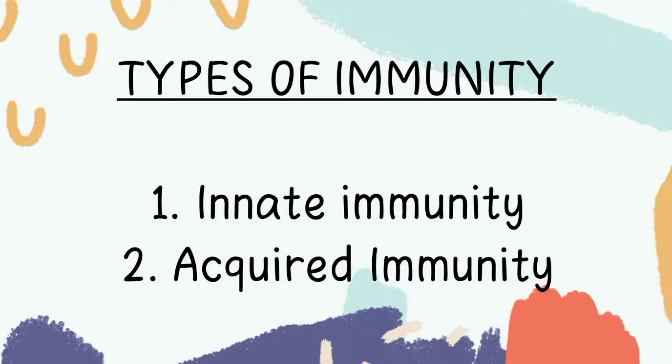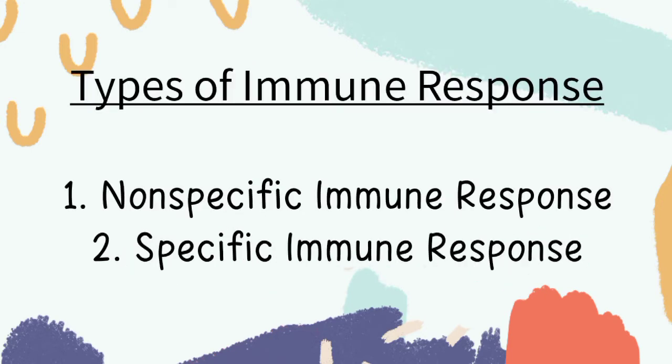Now, we have two types of immunity. We have the innate immunity and the acquired immunity. The innate immunity is the kind of immunity or the type of immunity which you are born with. You come with it to this world. While the acquired immunity, this one you get from the outside, from an outside source. It can be an injection or a drug or a vaccine. Okay, with types of immune response, we have the non-specific immune response and the specific immune response. I will explain that as this video goes by.